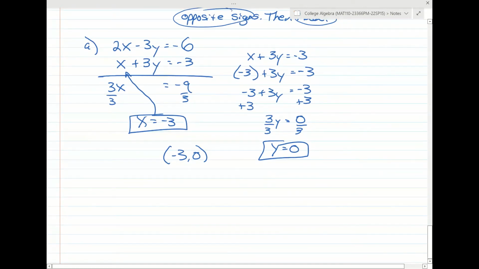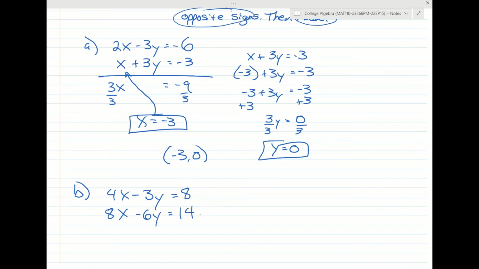What if we had a problem like this, where it's 4x minus 3y is equal to 8, and 8x minus 6y is equal to 14. Now we don't have the same number and different signs, so we have to make a decision here. Do you want to eliminate the x's and multiply one or both equations by a number to get the same number opposite sign for the x's, or do you want to eliminate for the y's?